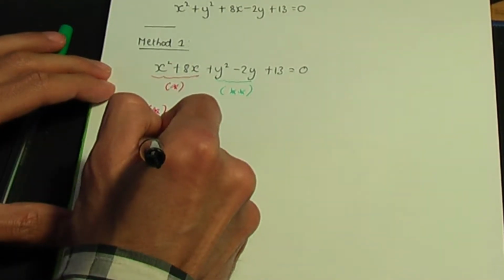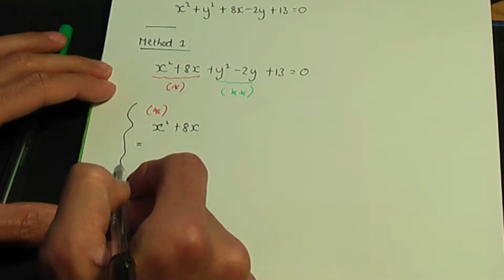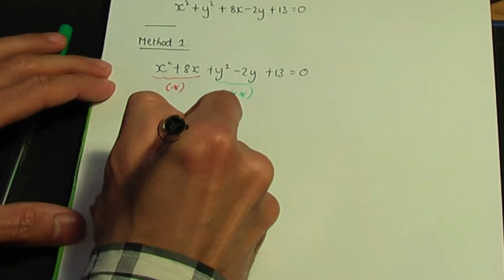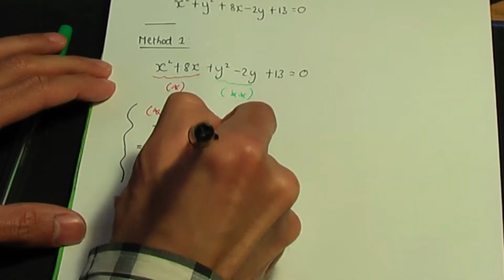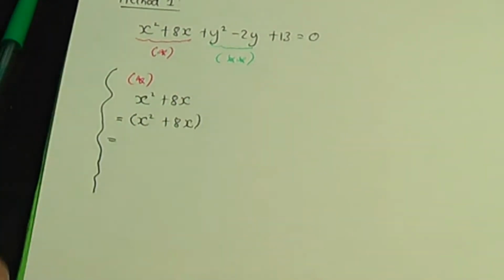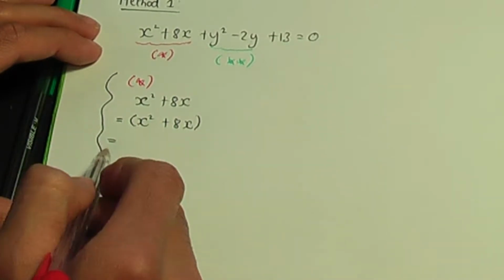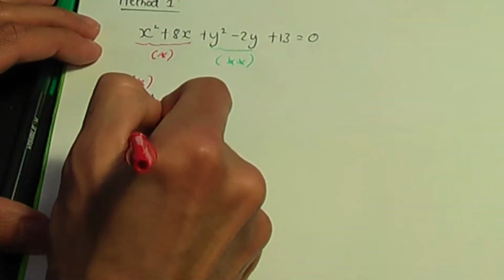The first step of the method is we need to group the x squared and x terms in brackets. So I'll write the x squared and the x terms in the brackets. The second step of completing the square is we need to take the number in front of x squared as a common factor.